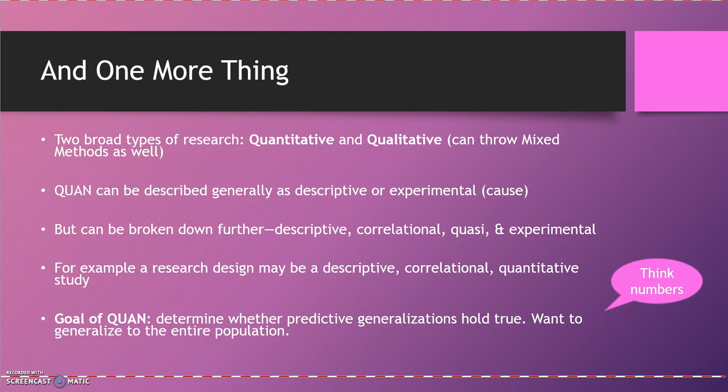Okay, so when we talk about quantitative and qualitative research, those are our two broad types of research. There is also mixed methods research. That is very complex because it's actually both of these and it's very time consuming. But if you think you have a mixed methods piece of evidence and you're not quite sure, just ask your instructor. Quantitative research can be described generally as descriptive or experimental. More specifically, we can divide it into descriptive, correlational, quasi-experimental, and experimental.